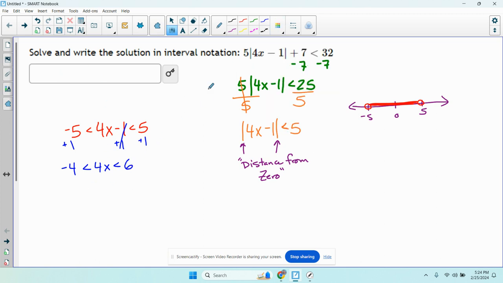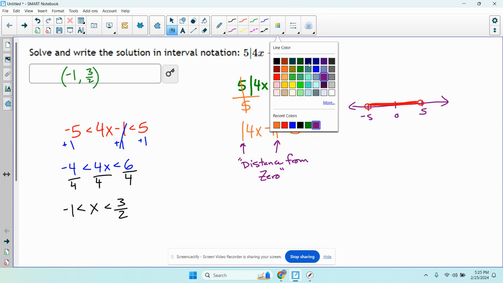Dividing everything by 4, I get negative 1 is less than x is less than 3/2. If for some reason this was a negative 4x and I divided by a negative through all of them, I would switch both of the signs. So my solution written as an interval would be from negative 1, not including it, up to 3/2.